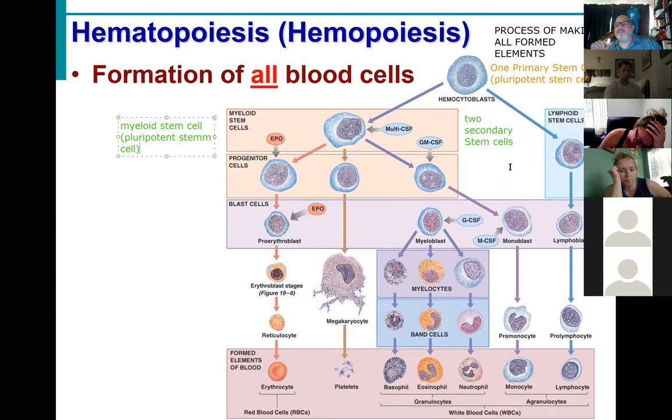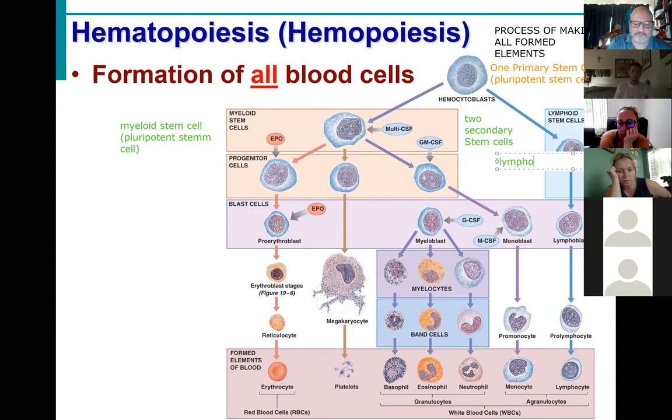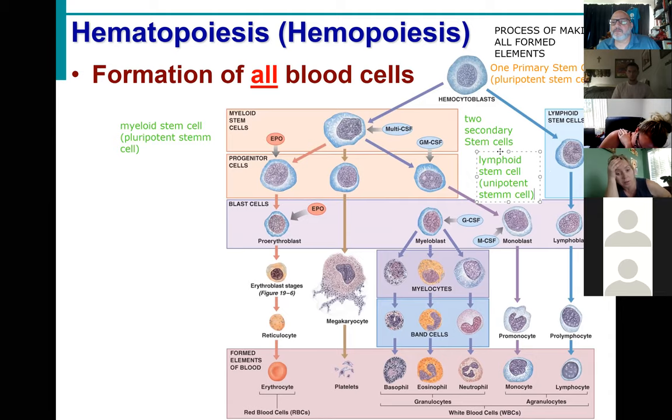However, look at our second secondary stem cell, that lymphoid stem cell. It is indeed still a stem cell, undifferentiated. Its job is to divide and make new cells. And no matter how many new cells it makes, if it makes a million new cells, how many different things can it become? Only one. So notice in this case, it is now a unipotent stem cell. So, Professor, would the myeloid be a pluripotent secondary stem cell and the lymphoid be a unipotent secondary stem cell? That is correct.